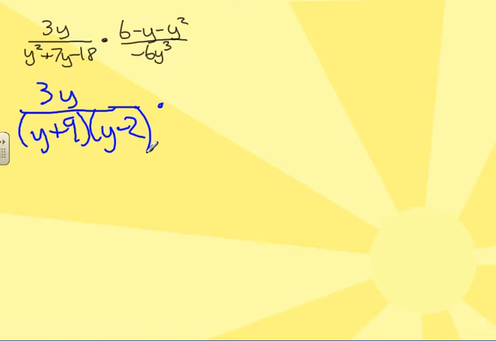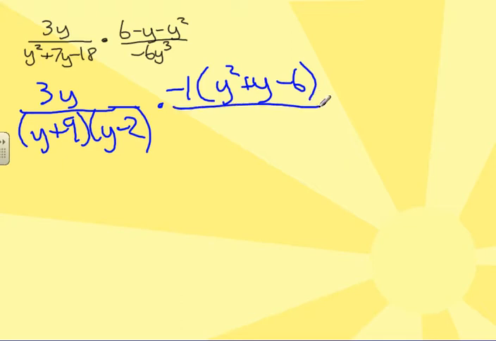Oh, that's 6 minus y squared, our numerator. I think it would make more sense if we took a negative 1 out of it, and it ends up becoming, all the signs are switched, so I can switch the order, y squared plus y minus 6. Notice how each sign got switched? And for now, I'm just going to write down the 6y cubed. I'll come back to that later.